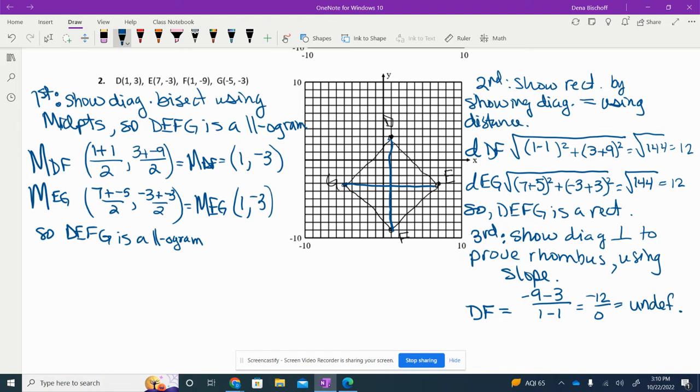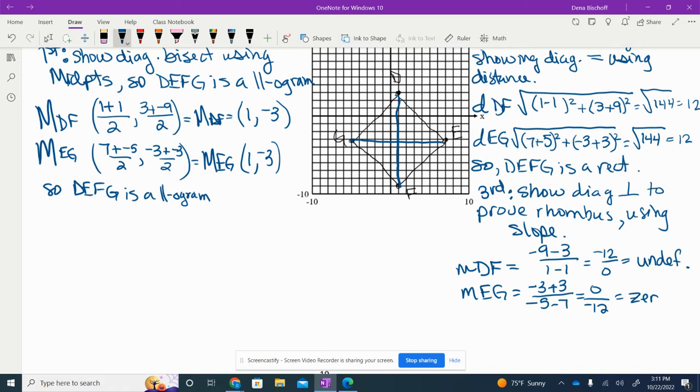Now let me find the slope of EG. So negative 3 plus 3, because minus a negative is plus, and negative 5 minus 7. Negative 3 plus 3 is 0. Negative 5 minus 7 is negative 12. So this has a slope of 0.